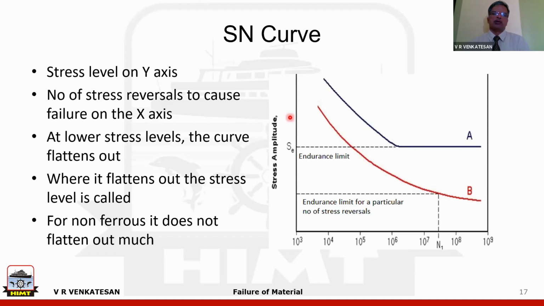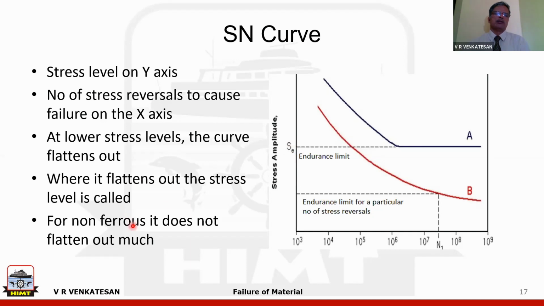But as the stress is brought down, the number of reversals to cause failure will keep on increasing. And finally, it becomes flat here. As the stress level goes lower, it will become flat. For most ferrous materials, it will be like this. They tend to flatten out, and where it flattens out, it means that beyond this, quite a long lifetime is available for the material or equipment. So this stress level, where the line is flattening out, is called the endurance limit.